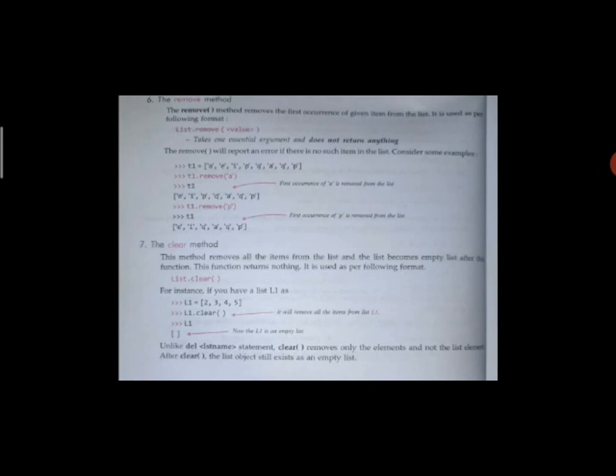Now next is the remove method. In the remove method, the first occurrence of the given value in the list is removed. It means you define the list using the remove function and give the value only, not the position. The value is removed after using the remove function. Now next is clear. Clear is the method where all the values stored in the list are erased, and the list is shown as empty.